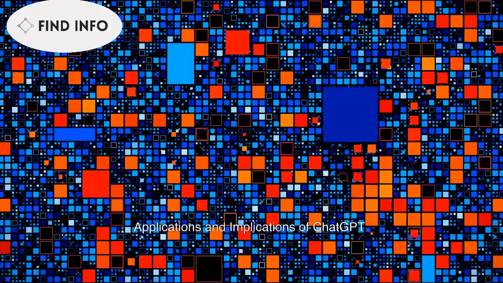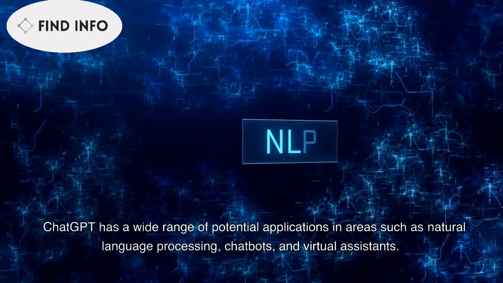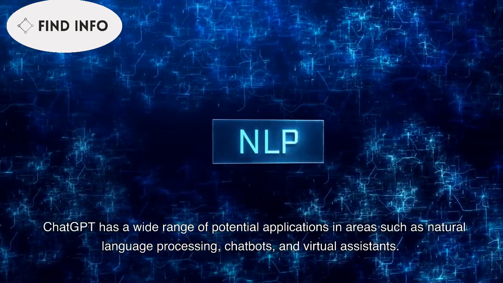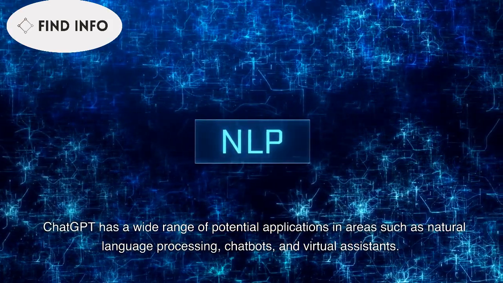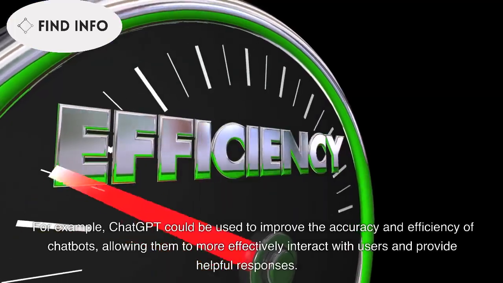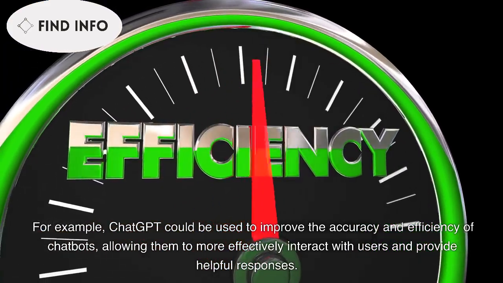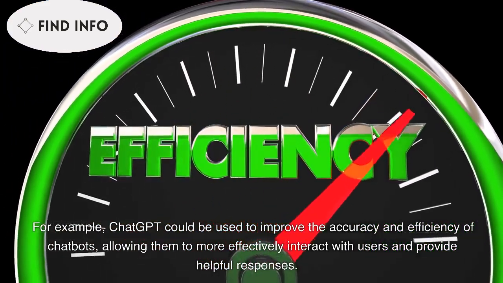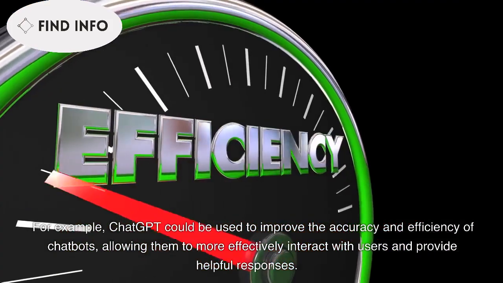Applications and implications of ChatGPT. ChatGPT has a wide range of potential applications in areas such as natural language processing, chatbots, and virtual assistants. For example, ChatGPT could be used to improve the accuracy and efficiency of chatbots, allowing them to more effectively interact with users and provide helpful responses.